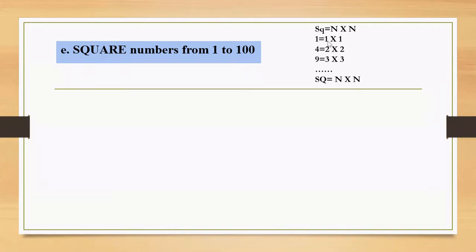So you can see the example: 1 into 1 is 1, 2 into 2 is 4, like that, 3 into 3 is 9. So you know n into n, n number into n number, is equal to the square number, right?